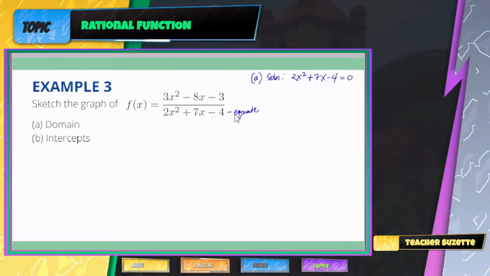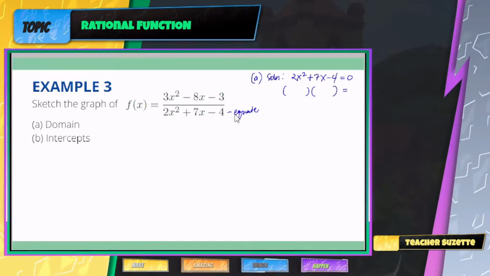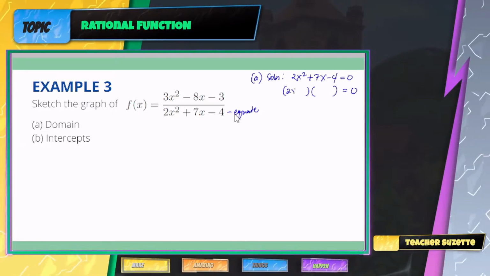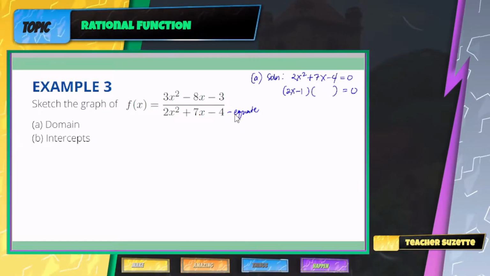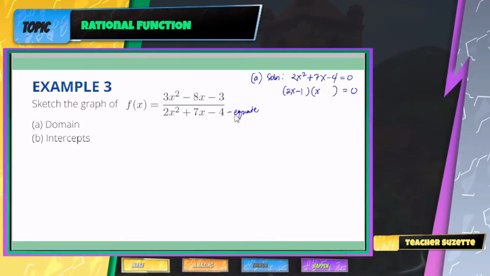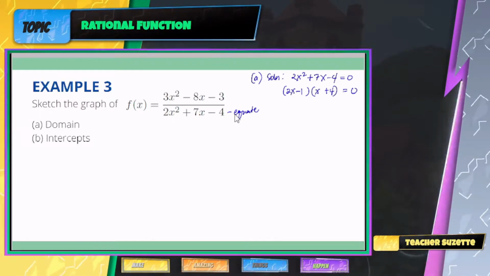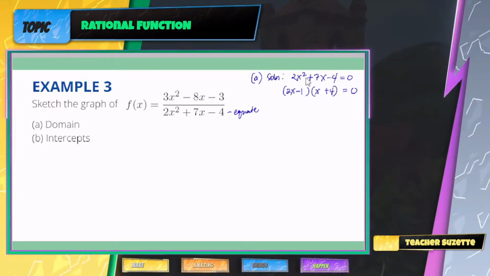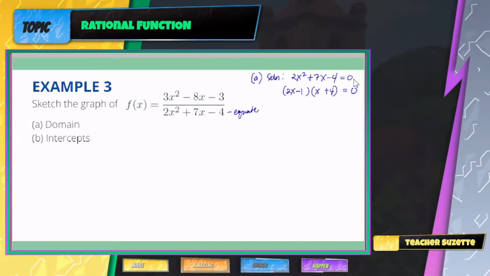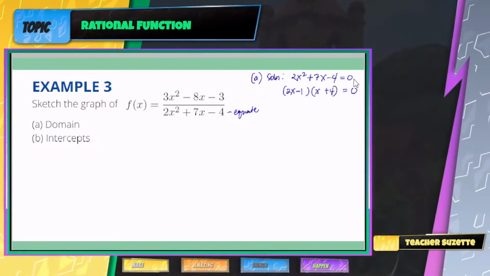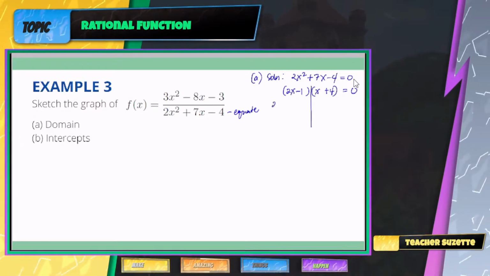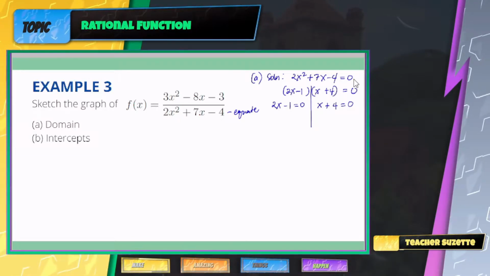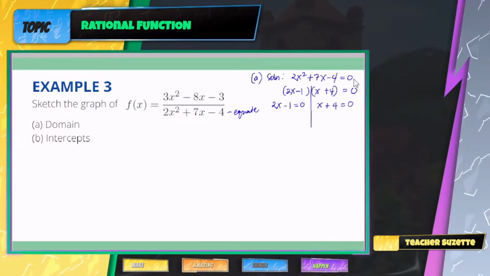So you will have 2x squared plus 7x minus 4 equal to 0. To solve our quadratic, we have to factor 2x squared plus 7x minus 4, and that is 2x minus 1 times x plus 4. If you check, it matches our original quadratic equation. Therefore, it is equated to 0, so we can now separately equate 2x minus 1 to 0 as well as x plus 4 equal to 0. Then, let's solve for x.